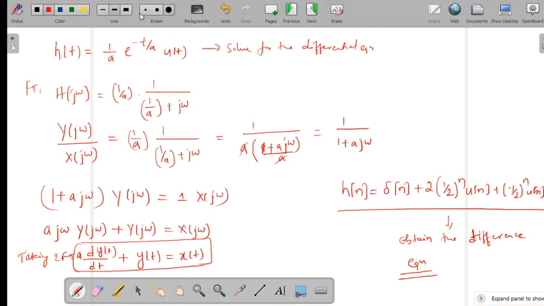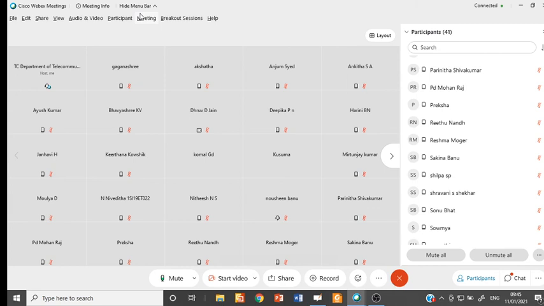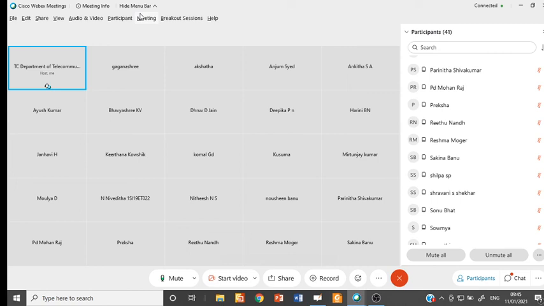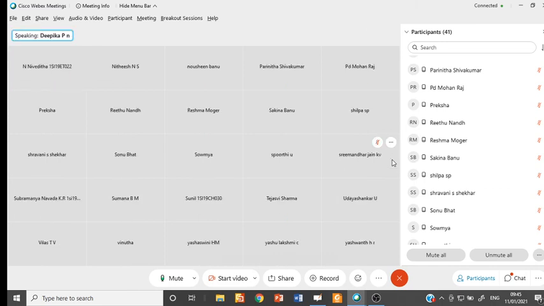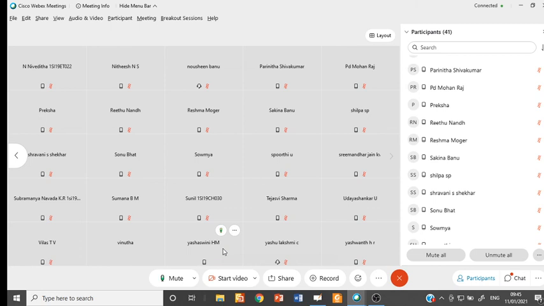Is there any doubt till now? Hello, anybody has doubt? Deepika, understood? Yes, sir. Yashalakshmi, Yashaswini? Yes, sir. Understood.